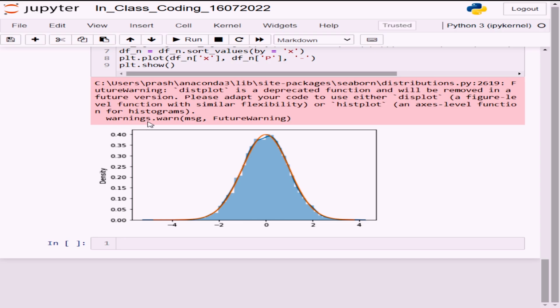We have many graphs coming up, irrespective of what type of graph we are looking at.